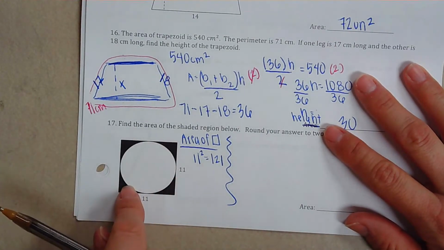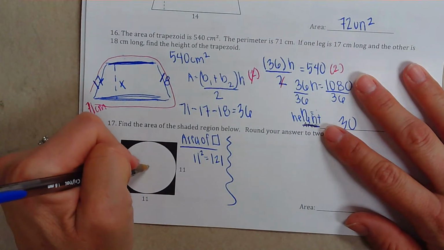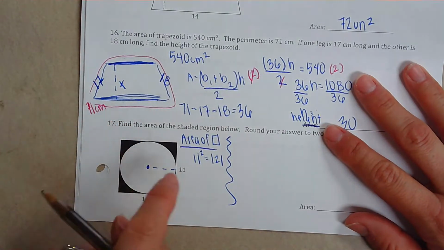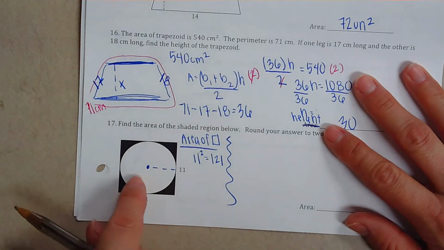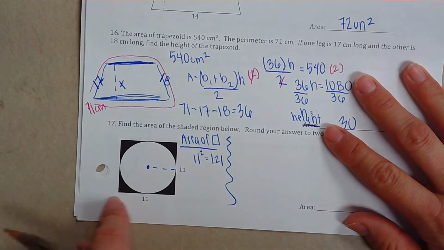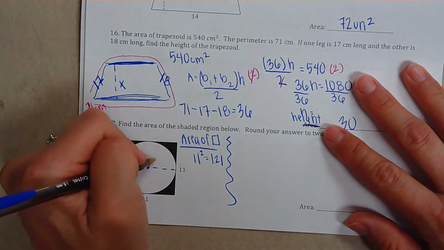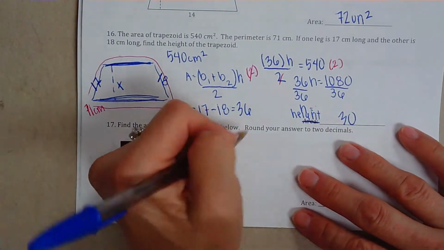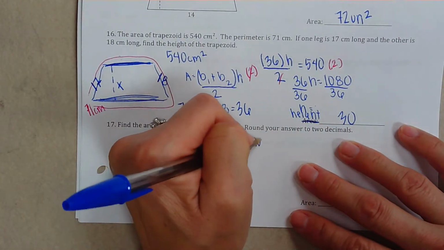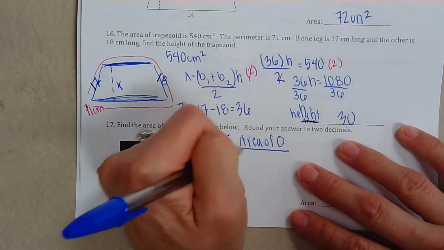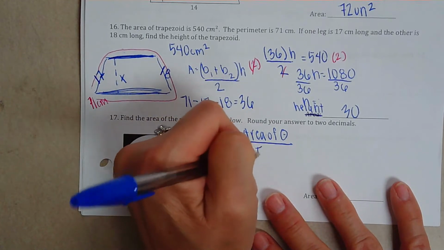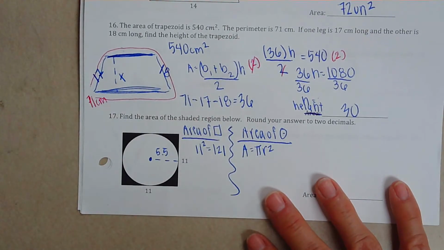Next up, we're going to find the area of the circle. Well, remember, that's going to be right in the middle. So because it's in the middle, we know it would be the middle of this 11, which means that our radius would be 5.5. So we're going to do area of the circle. And remember, the area of a circle is pi times your radius squared.